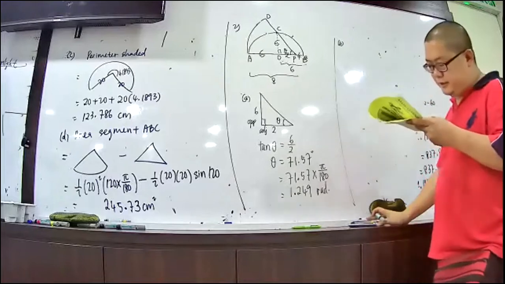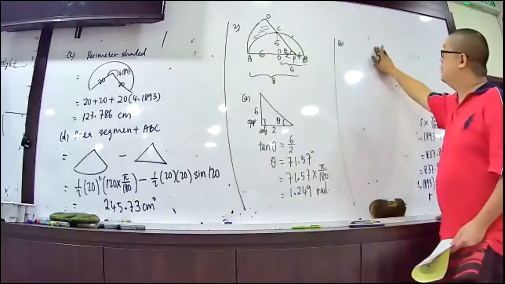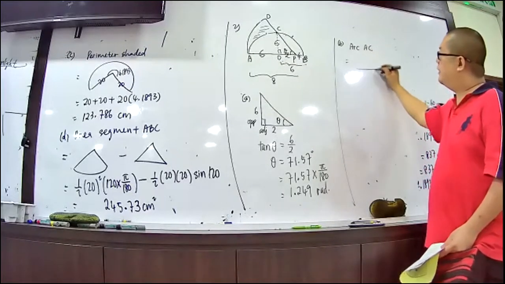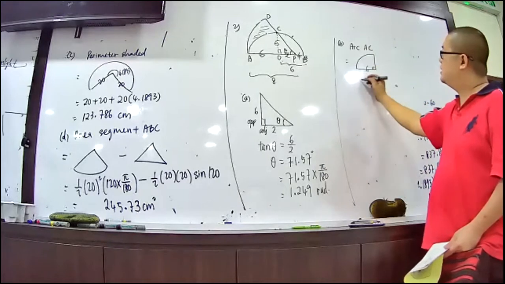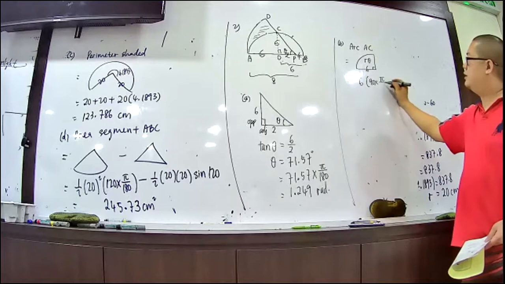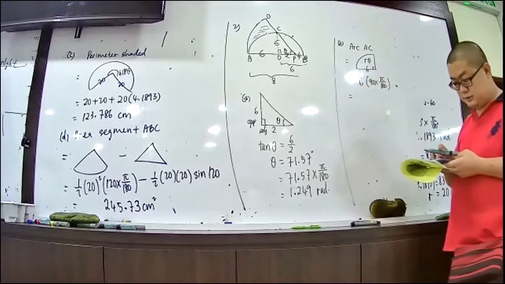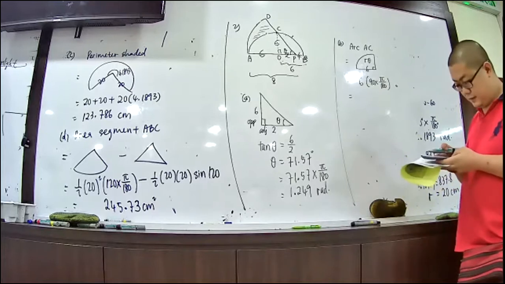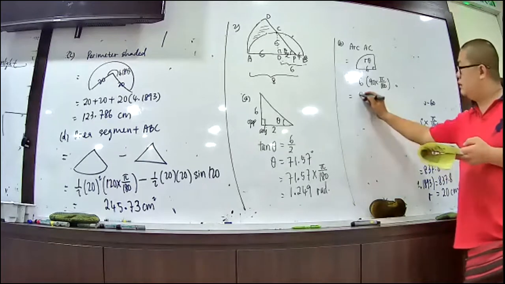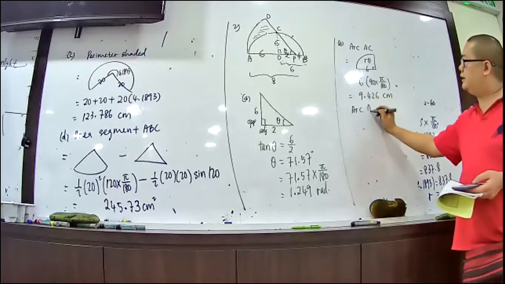The perimeter of the shaded region. Your shaded region is this side. So you want to find the perimeter, and the first thing you need to find is the arc AC. I found that AC is something like this, 90 degrees, radius 6. So r theta, your formula. Theta means 90 times pi over 180. Okay? So you are getting 9.4248.